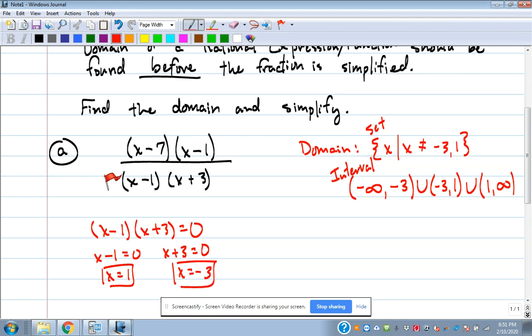Now, the last step in this problem. We found the domain by taking whatever's in the denominator and setting it equal to 0 before you simplify. Then the final step is to simplify the fraction. So what cancels out top and bottom on that fraction? Well, look what matches. Got matching factors right there. We get negative 1 and x minus 1. Those matching factors cancel each other out. And then the simplified version only has x minus 7 on top and x plus 3 on the bottom.